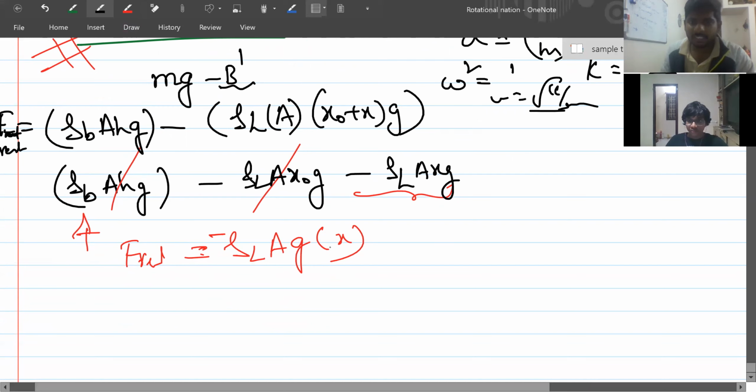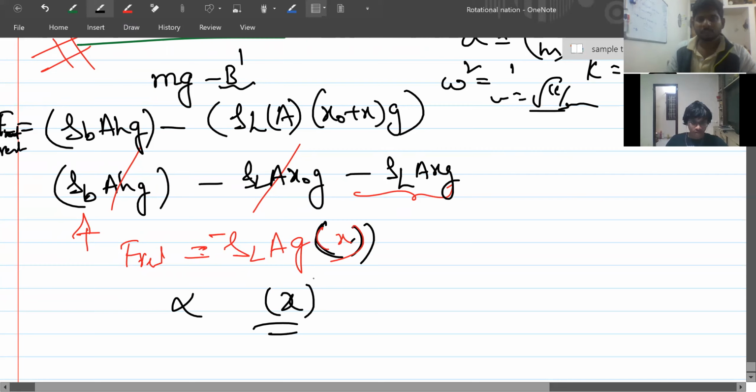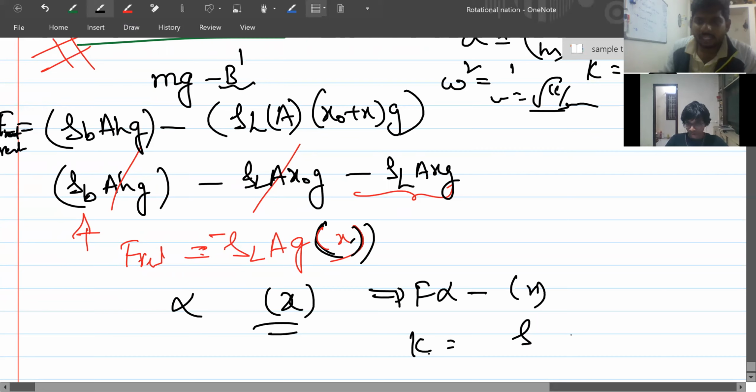You see here, this is proportional to x or not? Is it proportional to x or not? So now, is it a simple harmonic motion or not? That force is proportional to minus of some x. So what is the constant here? Rho L A g, right?